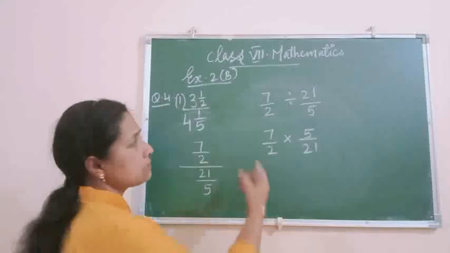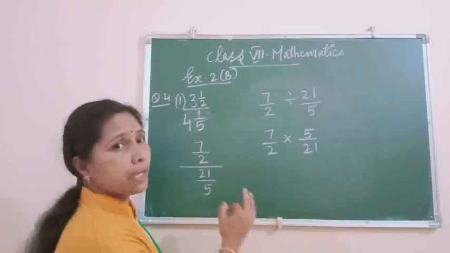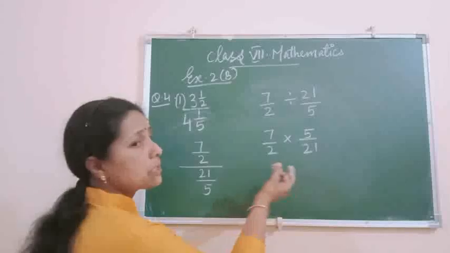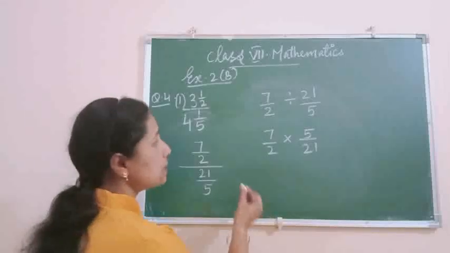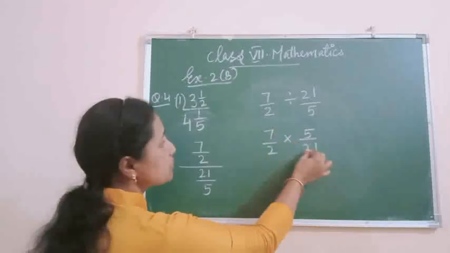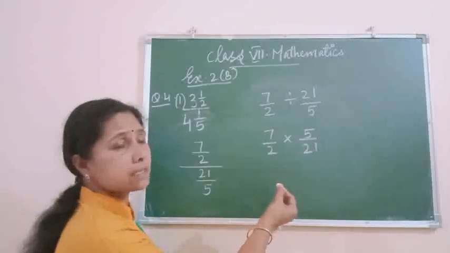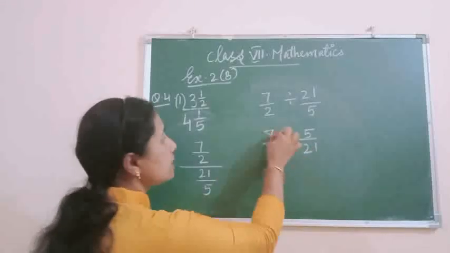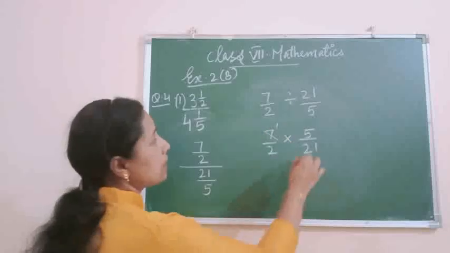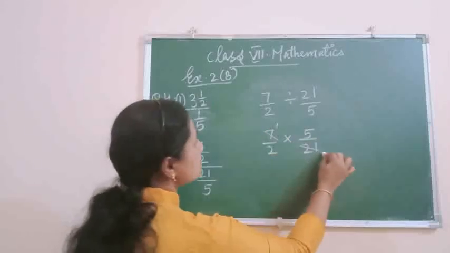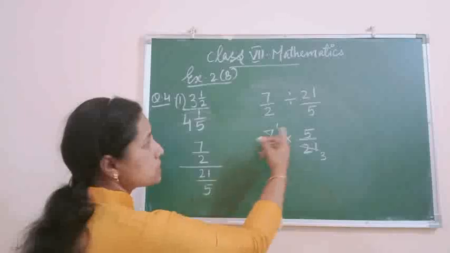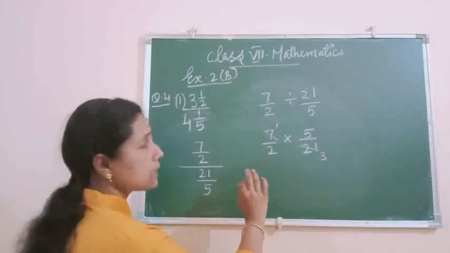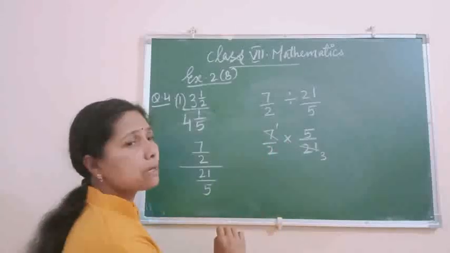Now see, if there is any common number you can cancel that. Otherwise you can take a common factor for cancelling. Here check the numbers, this 7 and 21. Both numbers you can cancel. You can divide by 7. 7 divided by 7, 1 will come, and 21 divided by 7 is 3. Now there is no other number. It is not possible to cancel. So the remaining numbers you have to multiply together.